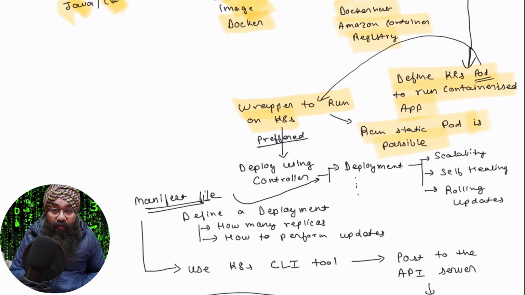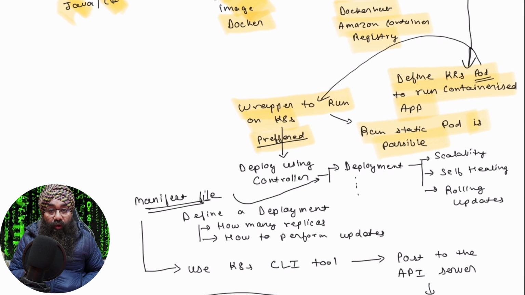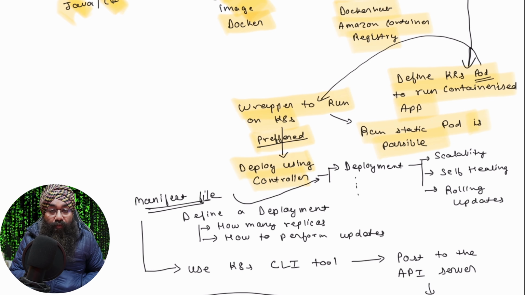But the preferred way is to deploy this pod using the controllers which the API server provides. If you don't know what the API server is, please watch our previous video in this series. Then you will understand what a control plane is, what worker nodes are, and that the API server is part of the control plane. So the best way is to deploy using controllers which are in the control plane.